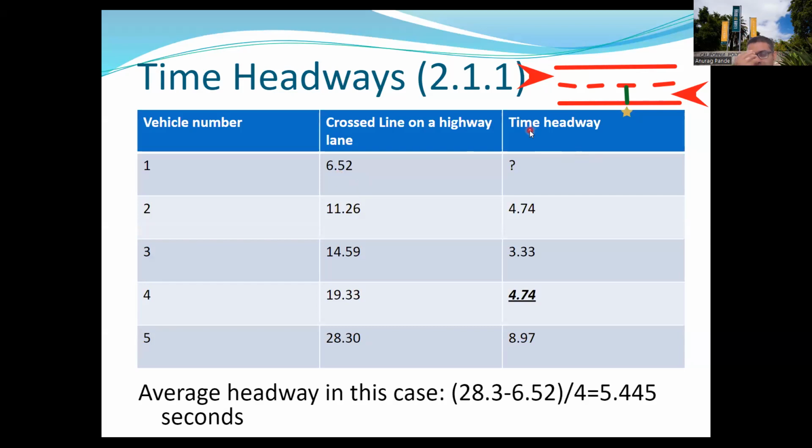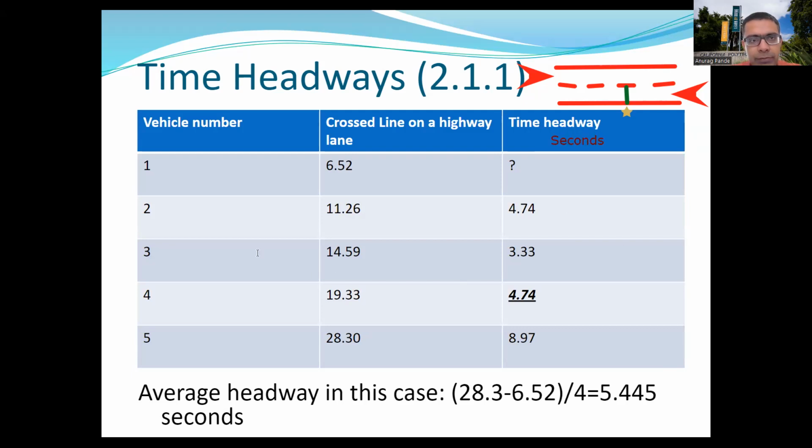I don't have any headway yet. The front bumper of the vehicle crosses the line, and I click my stopwatch and record the time, which came out to be 6.52 seconds. Then the next vehicle passes the same point, the front bumper, at 11.26. I can measure the difference between the second vehicle's passing and the first vehicle's passing, and that's 4.74 seconds. The units here are important, so I want to note that the unit is seconds.